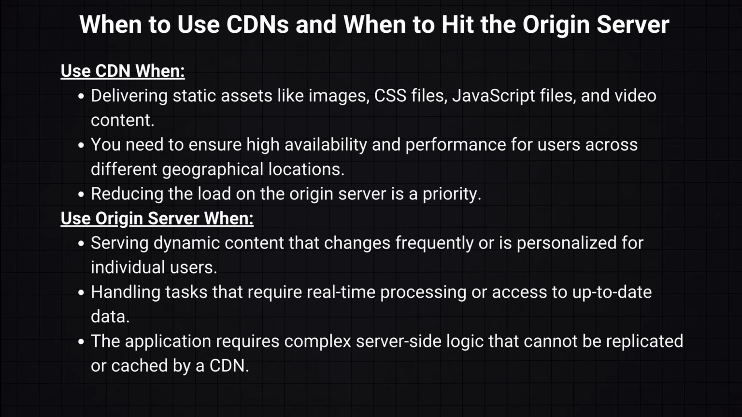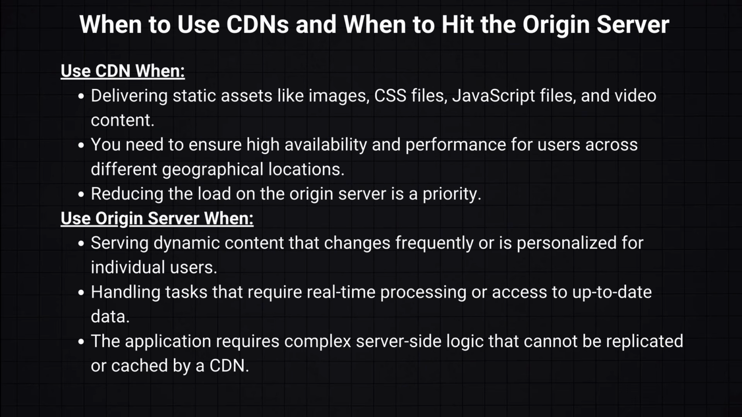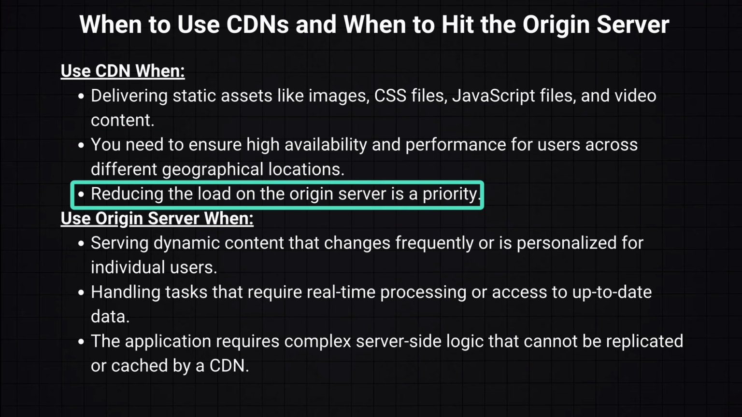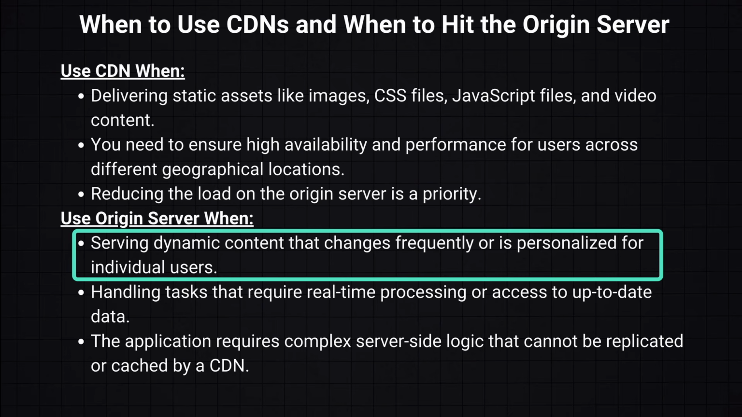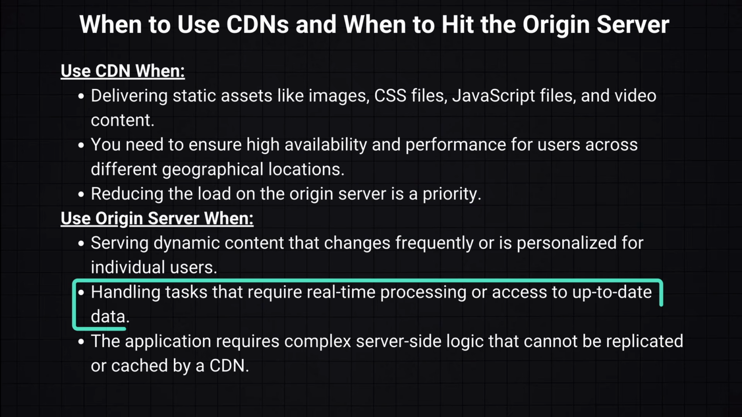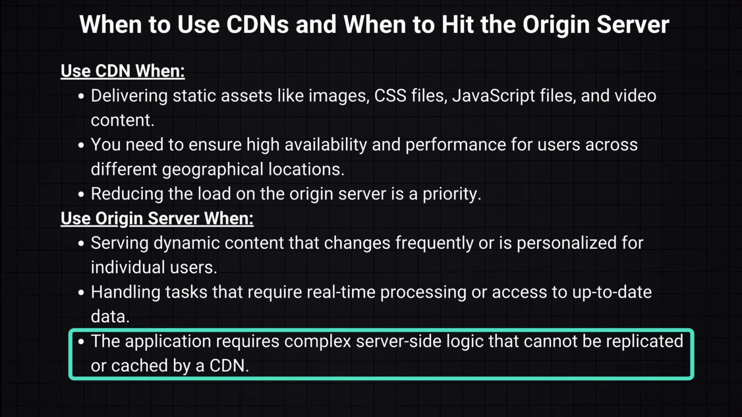And it can be useful if you need to ensure high availability and performance for users. It can also reduce the load on the origin server. But there are some instances where we still need to hit our origin server, for example when serving dynamic content that changes frequently, or handling tasks that require real-time processing, and in cases where the application requires complex server-side logic that cannot be done in the CDNs.